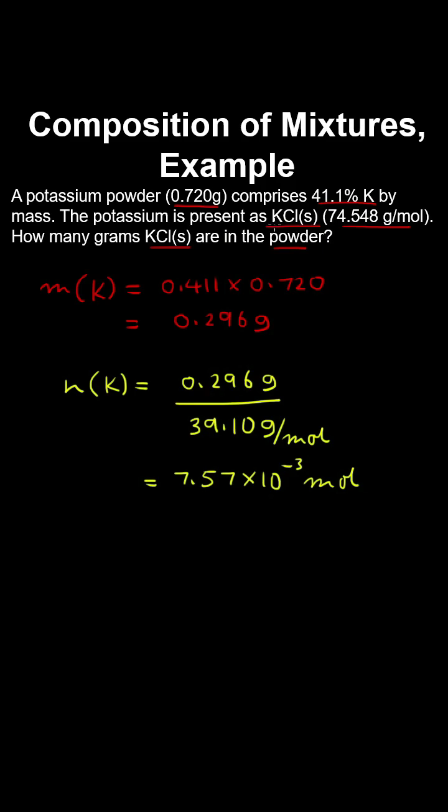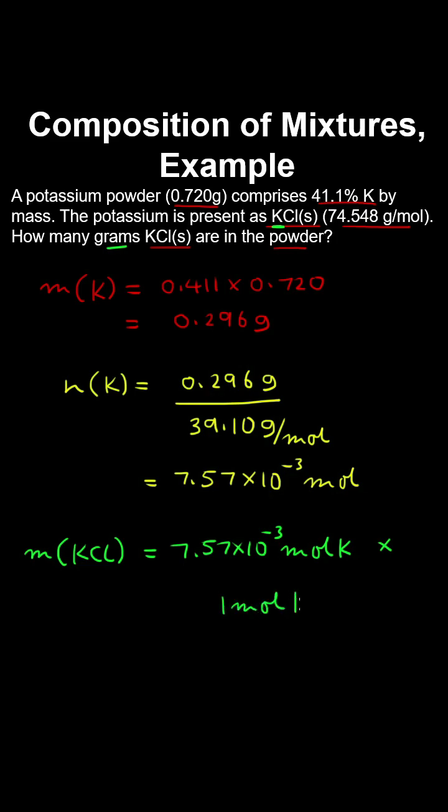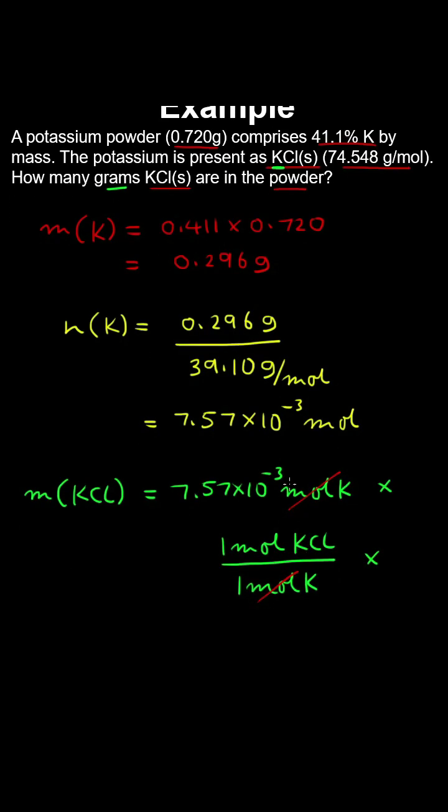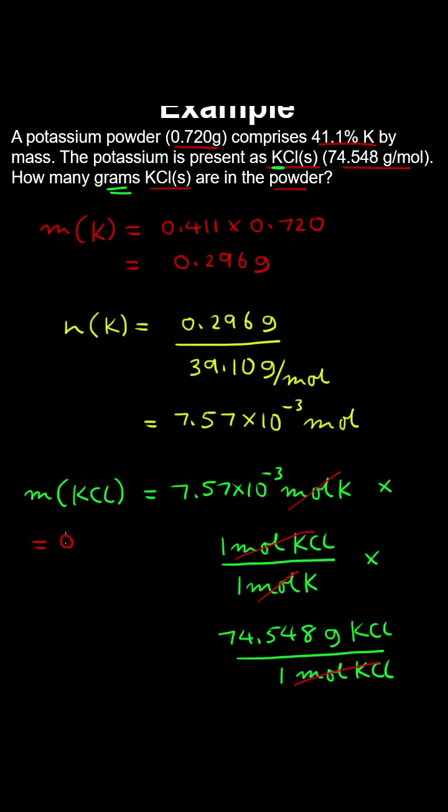And we can see that 1 mole of potassium chloride has 1 mole of potassium. So therefore the mass of potassium chloride is equal to the number of moles of potassium, and we multiply this by 1 mole of potassium chloride per 1 mole of potassium. So these cancel, and then to get the mass of potassium chloride, we multiply by the molar mass of potassium chloride. So the moles cancel, so that gives 0.564 grams.